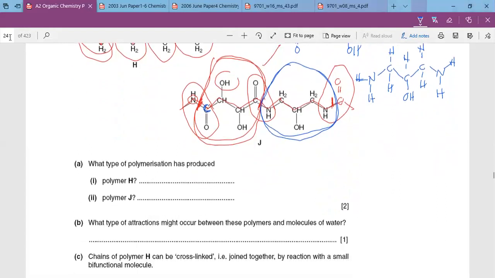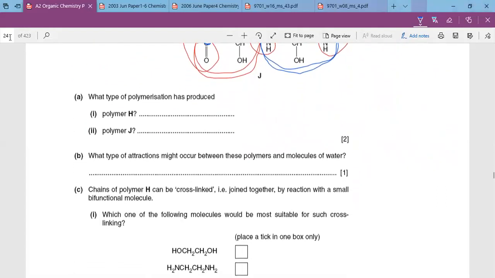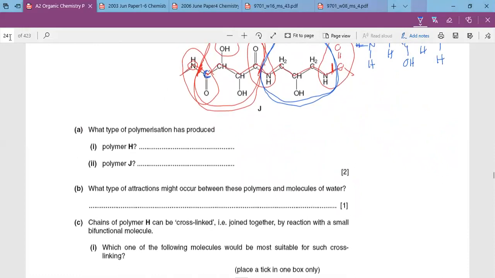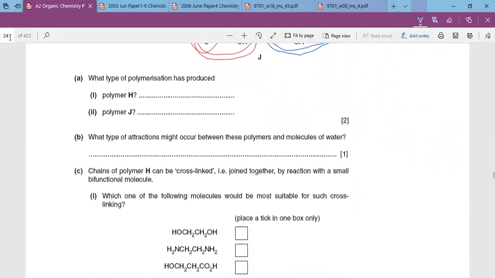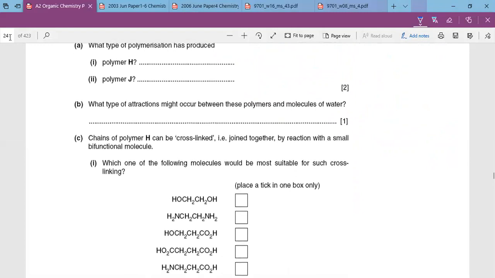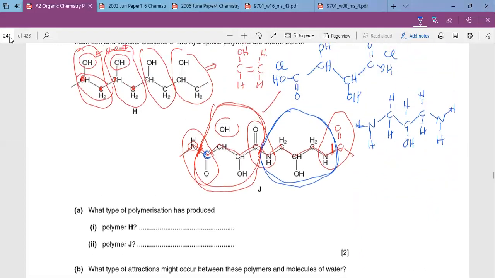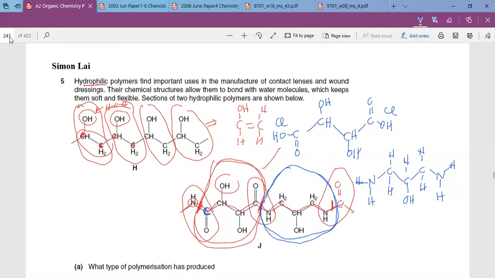All right, now they say here, just on this type of polymerization and so forth. Now, here, the interesting part is part C. Chains of polymer H can be cross-linked, right? Now, let's get polymer H, so here. This one here can be cross-linked.